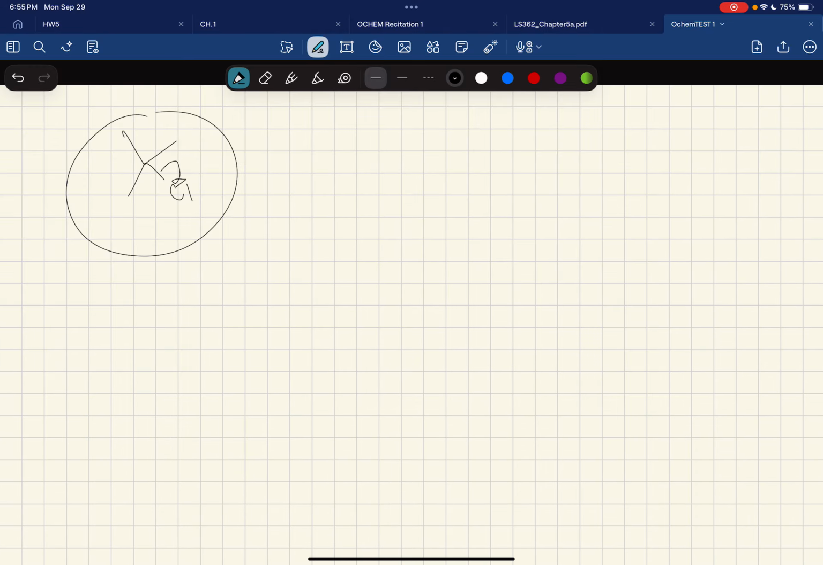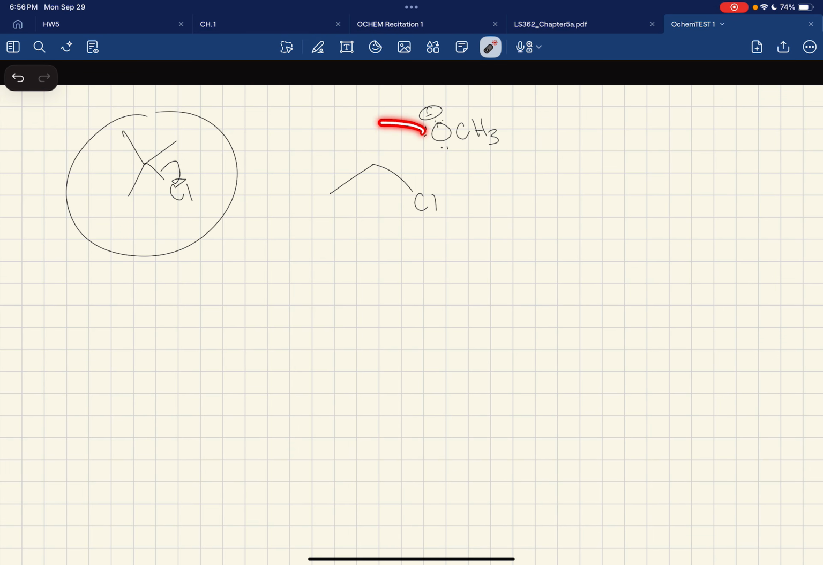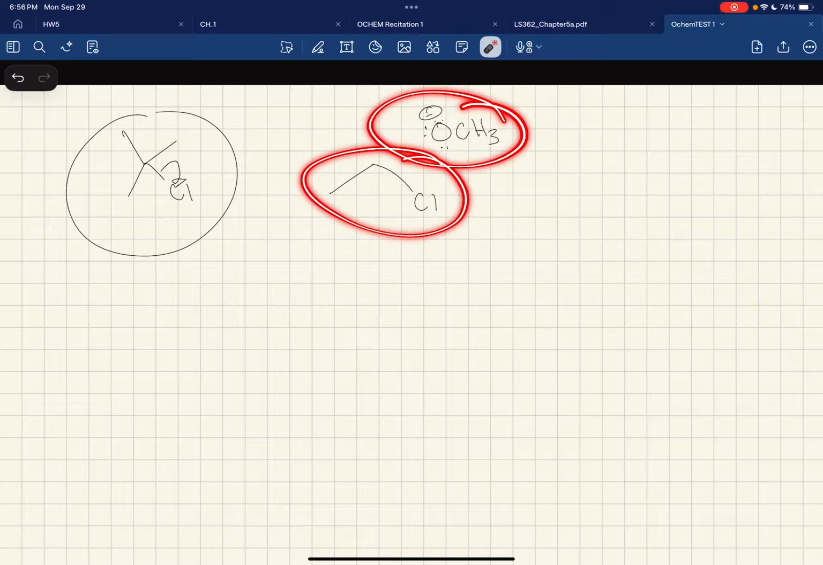A bimolecular process is like a one-step concerted mechanism, specifically in substitution. It's like a concerted mechanism where the nucleophile comes in and attacks the electrophile, and they collide simultaneously, and the resulting rate is dependent on both the concentration of this and this, so the electrophile and the nucleophile.